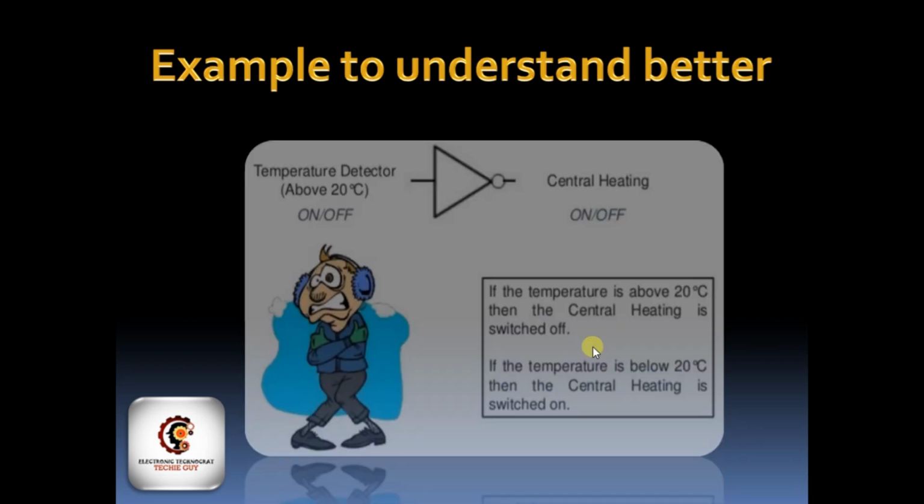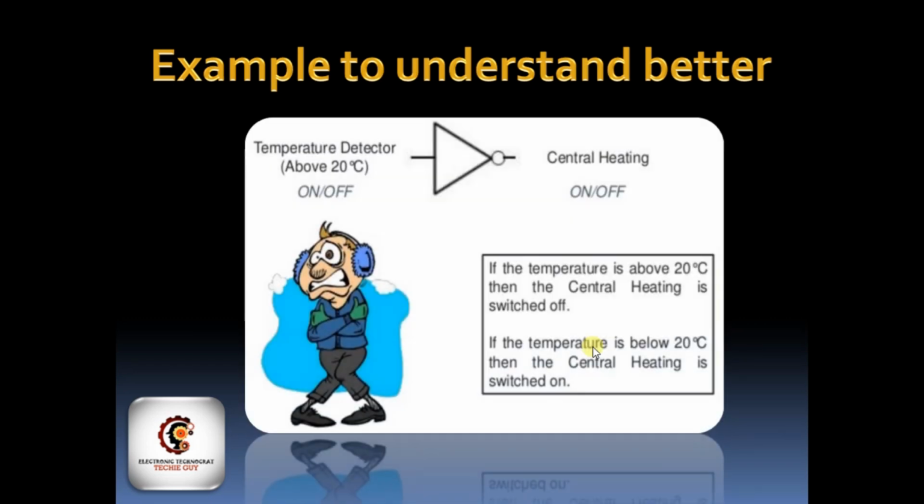You can see an example here. The man is shivering from cold. Now you have a NOT gate here. On the input side we have a temperature detector, at about 20 degrees Celsius, on or off. And on the output side we have central heating, on or off. I will show you with some animations. This is very simple.